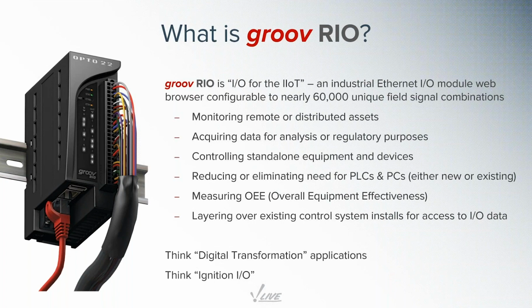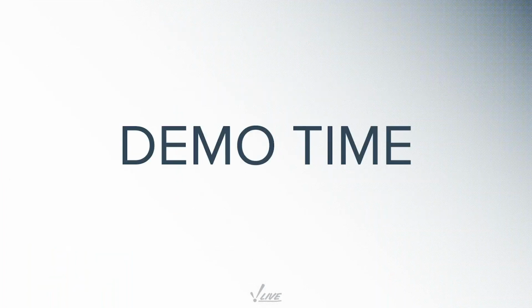So you don't want to mess with the PLC, you just want to parallel some IO points out of there and get that directly into infrastructure so other subscribers, software subscribers, can get access to that IO data. So when you think about Rio, we kind of say it's not your father's remote IO. This is digital transformation applications, and what we've heard from a lot of people is this is Ignition IO. So it's really a quick way, again, of getting that data into the system.